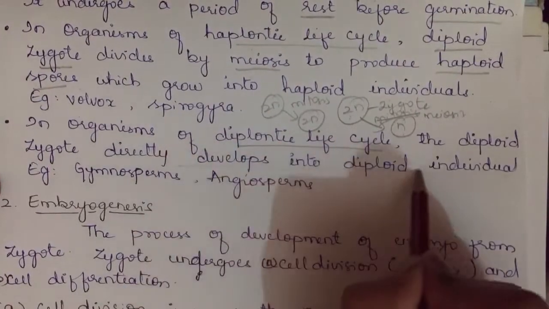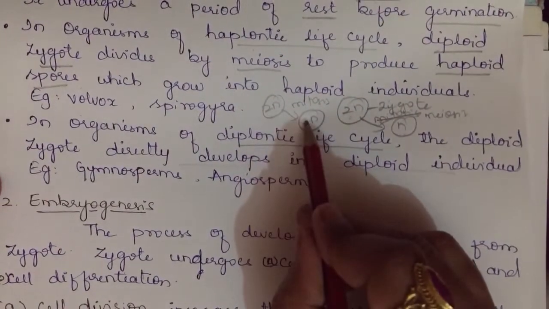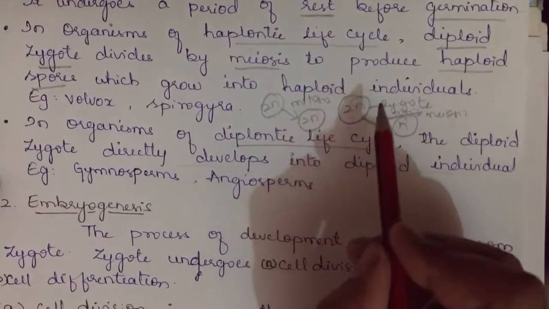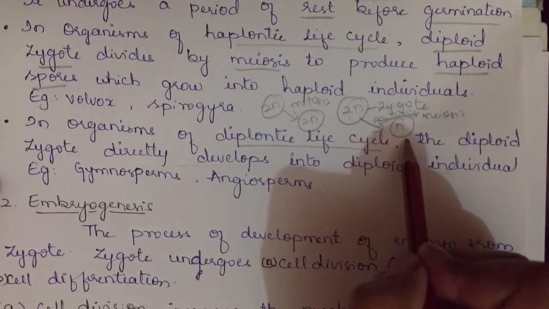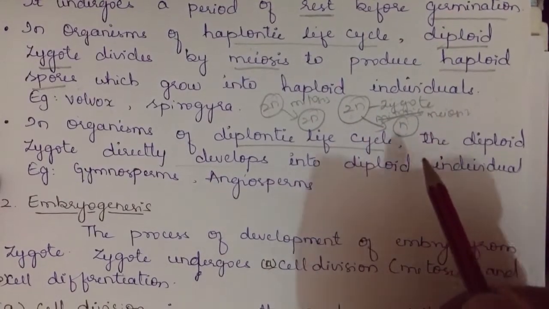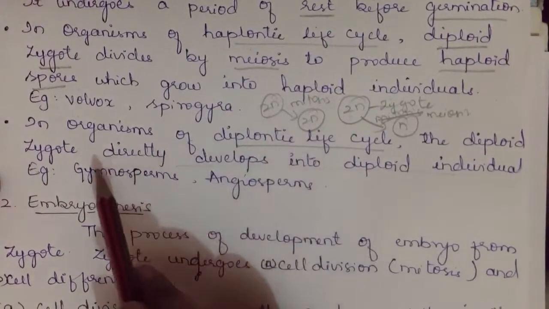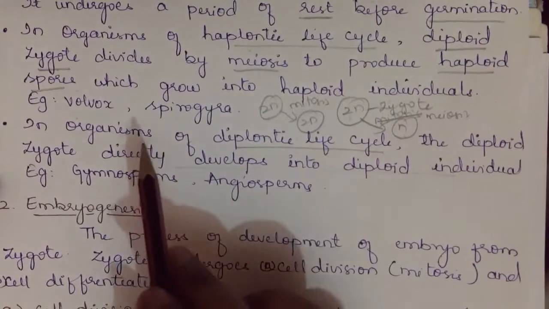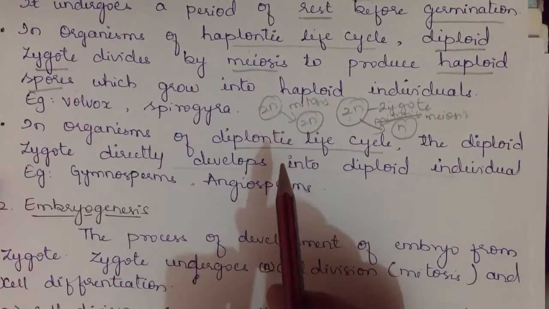diploid, it directly develops into a diploid individual, as we have shown. The diploid zygote will develop into a diploid individual by mitosis. The diploid individual will develop into haploid by meiosis. So in the diplontic life cycle it undergoes mitosis, and examples you will find are gymnosperms and angiosperms. This is the general information of zygote.